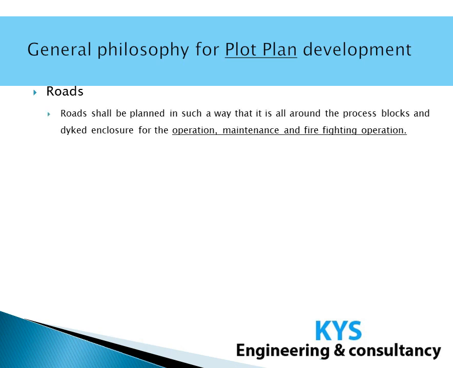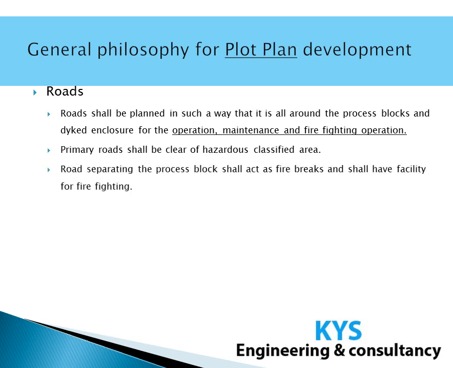About roads. Roads shall be planned in such a way that they go all around the process units and direct enclosure for the operation, maintenance and firefighting operation. So normally we have roads all around the process and direct enclosure. Primary roads shall be clear of hazardous area. Roads separating the process blocks act as a fire break and shall have facility for firefighting.